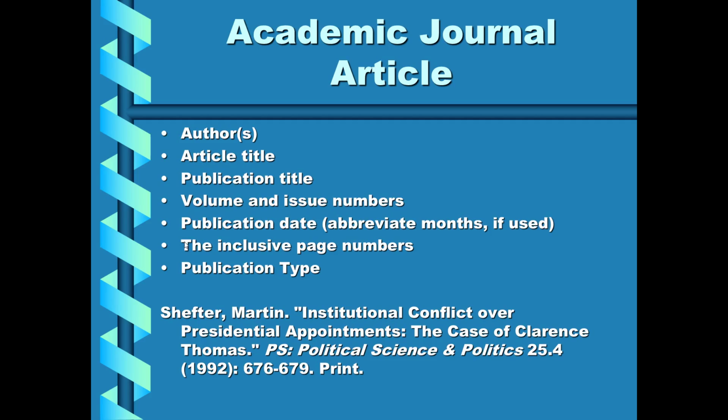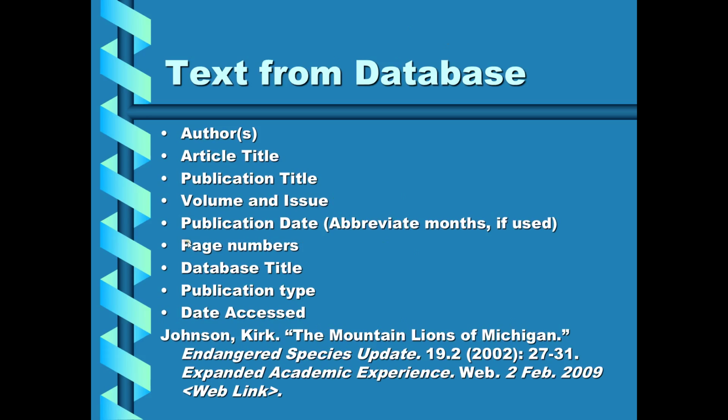So if this was like April 1992, you would do April 1st, and then the year, and then the closing parentheses. Then you would have the involved page numbers, and then print as normally formatted. Okay?